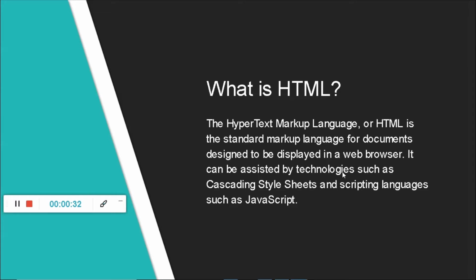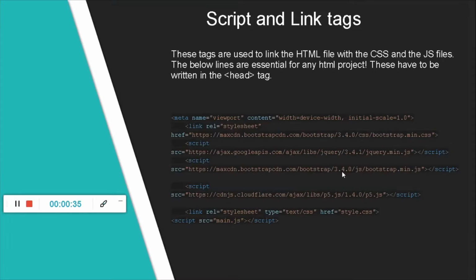Next slide. Next slide has script and link tags. So basically, HTML has tags which are used to create a website, or maybe let's say it's used to create HTML elements of a website. So these are some essential lines of code that are really essential before any HTML project. I know that these are really hard to type manually, so yes, you will get these lines in the description.